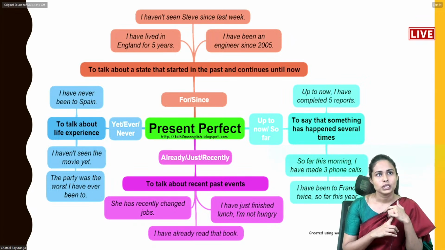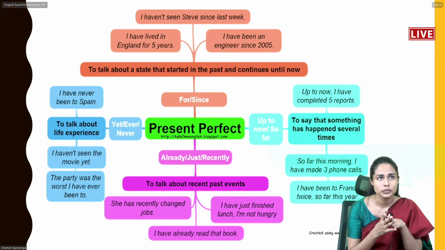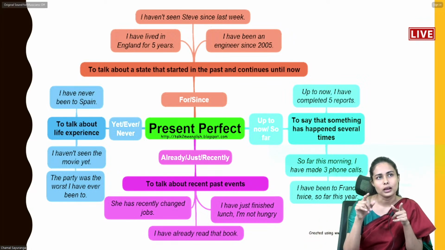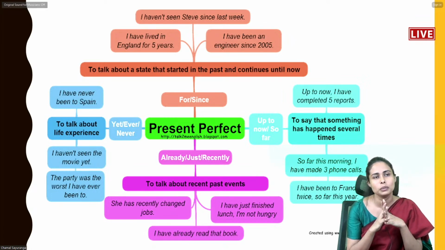Next point, yet, ever, never. You can use these time expressions to talk about life experience. The next usage is that we can use present perfect to talk about our life experiences. That means I have done this, or I haven't done this. I am talking about my experiences, or somebody else's experiences. I have never been to Spain. I have used a frequency adverb there, never. You can also use the word gone as well. I have never gone to Spain, or else I have never been to Spain.